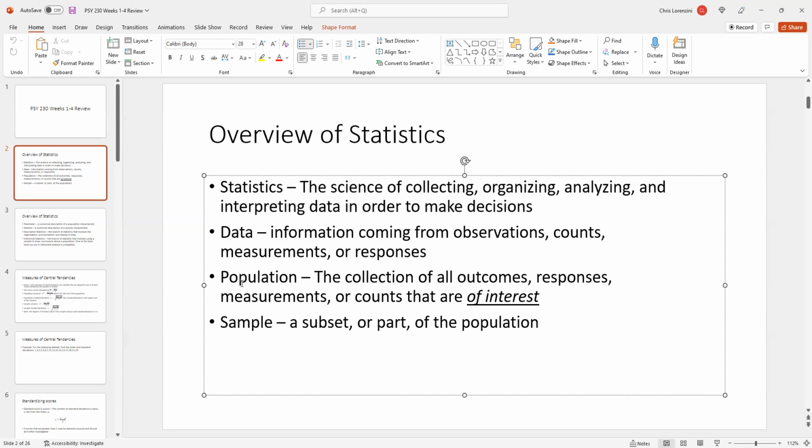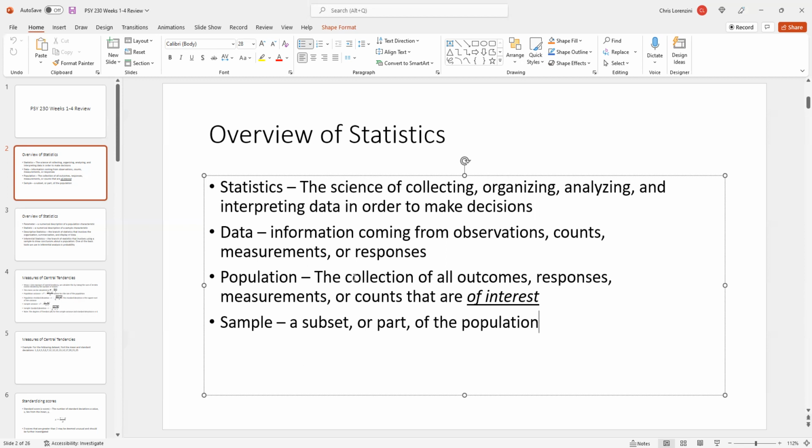Now, population versus sample is a pretty big concept in stats. Population represents the collection of all possible outcomes of interest. All possible outcomes of interest. So if I'm looking at students at Arizona College, my population would be all students that attend Arizona College. And that would probably be across campuses, things like that. A sample is a subset of that. So if my population were all students across all campuses that attended Arizona College, a sample could be the Las Vegas campus. That's a subset or part of that population.